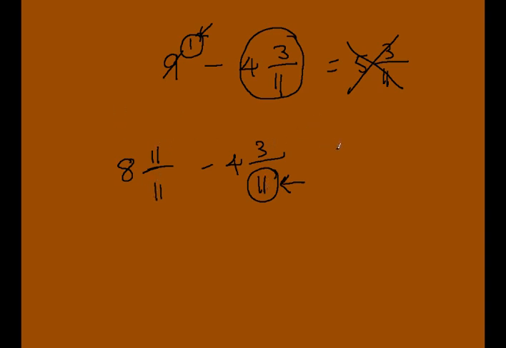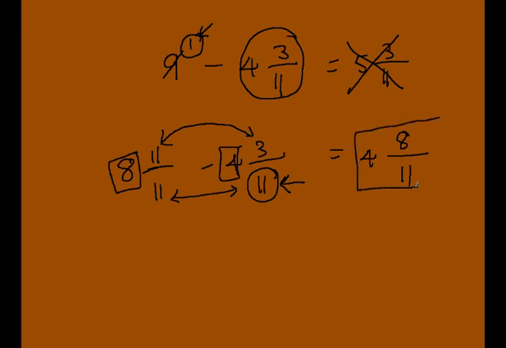Then what is the next step? The next step is to do whole numbers with whole numbers. So 8 minus 4, which is 4. Then, since they already have the same denominator, which is convenient, we keep the denominator the same, and we subtract the top numbers. So we're doing 11 minus 3, which is 8. We check if we can reduce, which we can't in this case. So this is your final answer, which is totally different from what we get if we try to do it that way.